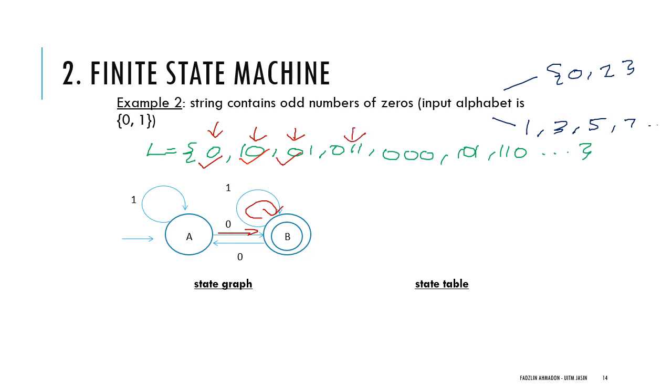The next one, 0 1 1. Accepting state, correct. So I'm going to test the final one.